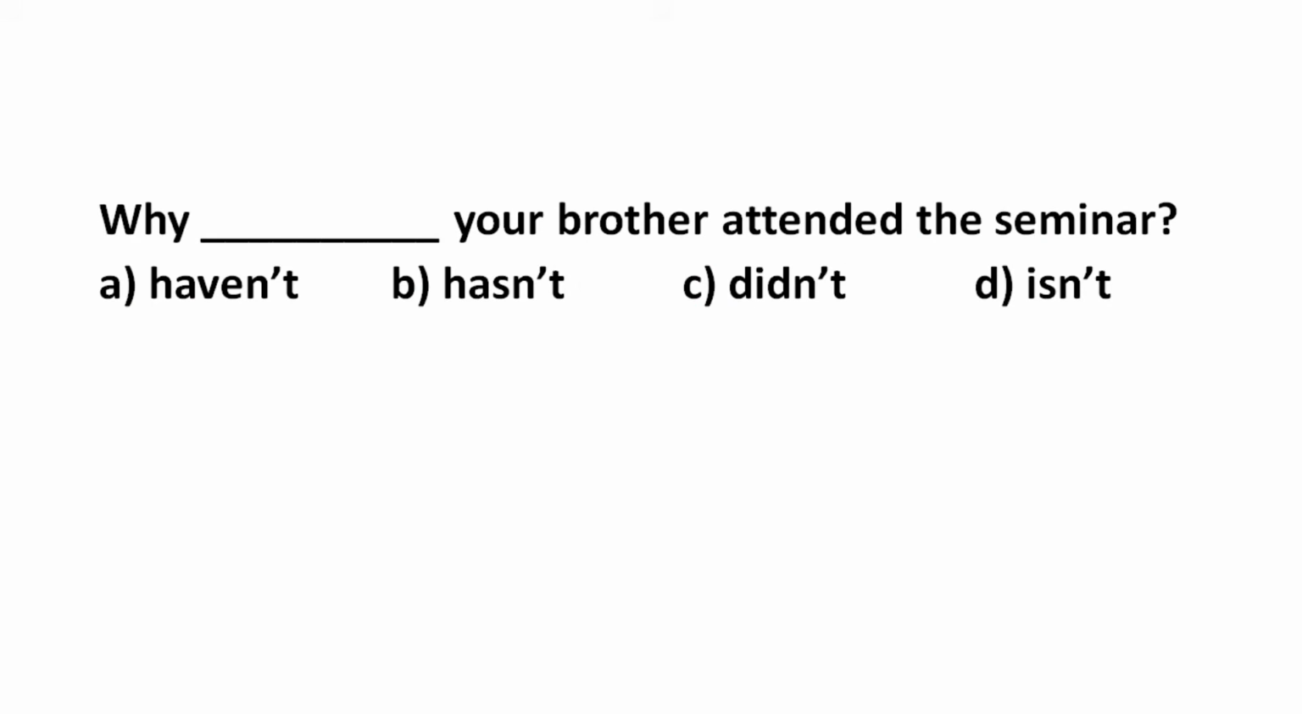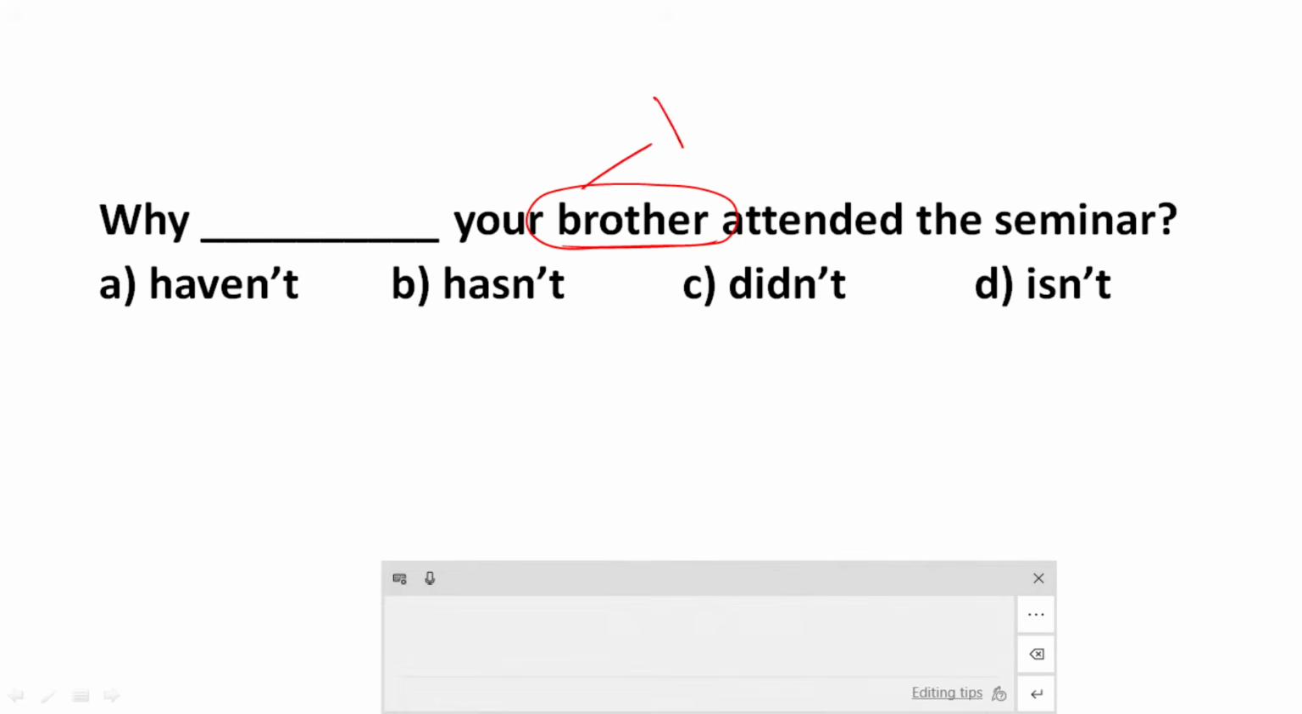Why — your brother attended the seminar? First of all, please identify the subject properly. Like I have mentioned many times earlier, when you want to choose the right answer in grammar, you have to be very clever in choosing the right subject first of all. Are you talking about you? No. I am fundamentally talking about your brother. Now brother is he, correct? Now when the subject is he, there is no chance I can use this. Now there is the better chance of this option, second option. There is a decent chance of this. There is a good chance of this.